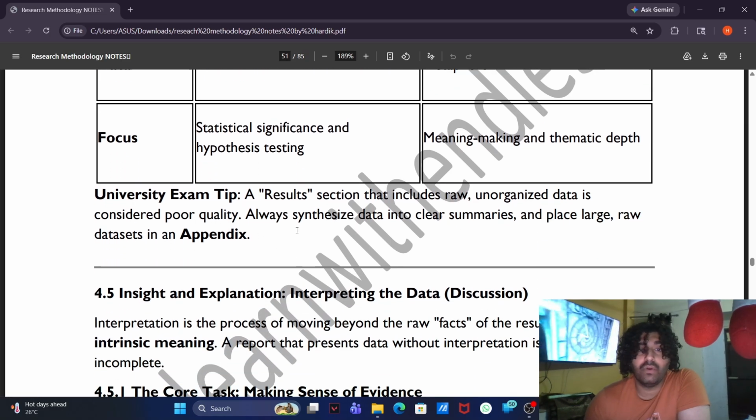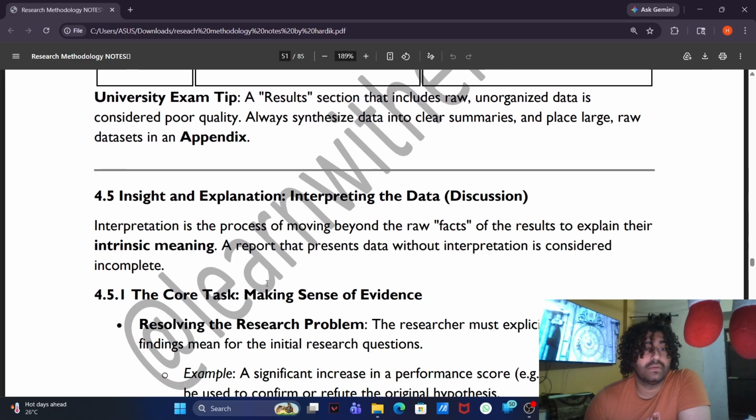Here's another tip for you guys. A results section that includes raw unorganized data is considered poor quality. Always synthesize data into clear summaries and place large raw databases in an appendix.